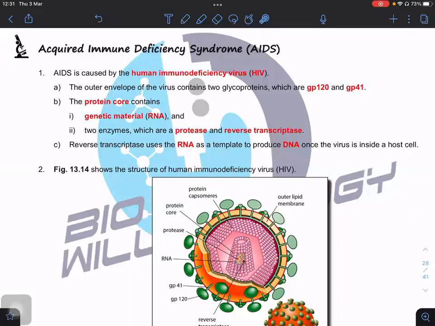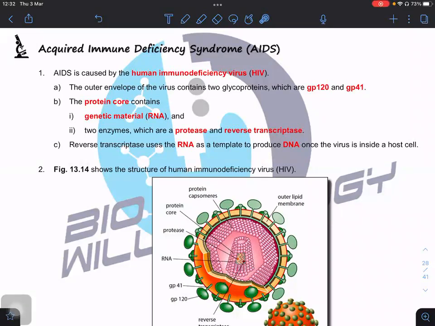So the disease that we're going to look at for these sections is AIDS, or acquired immune deficiency syndrome, or acquired immunodeficiency syndrome. AIDS is not the virus. The virus is human immunodeficiency virus. As I say that, guys, don't go and tell everybody "HIV virus", because the V in HIV already stands for virus. So it's just HIV.